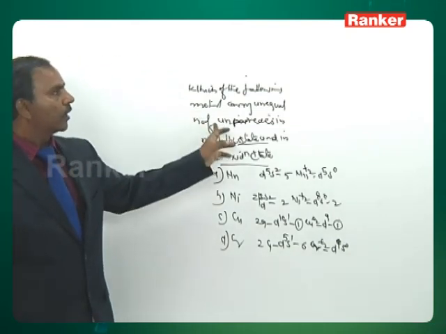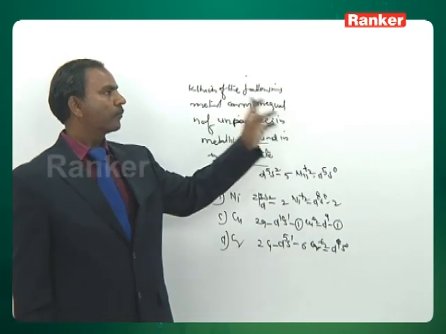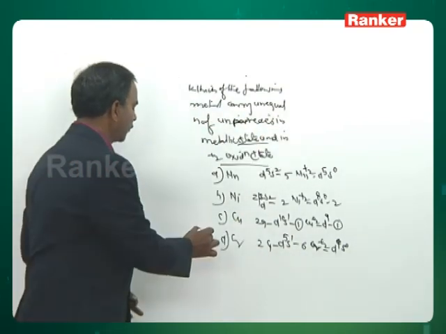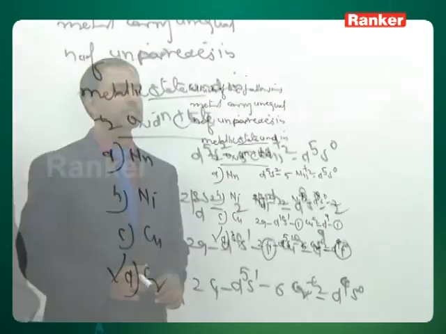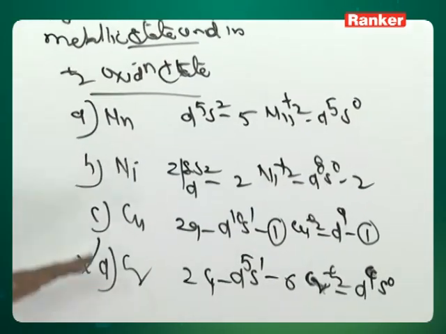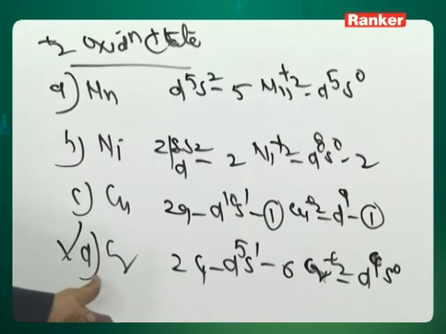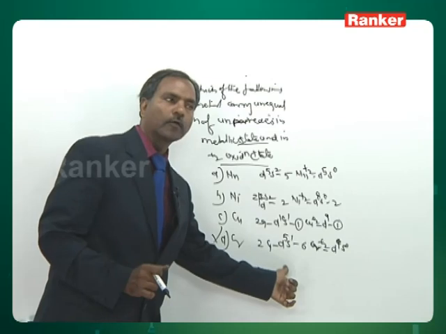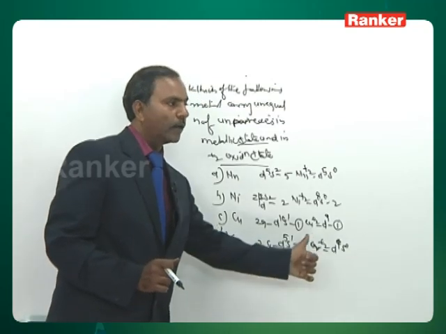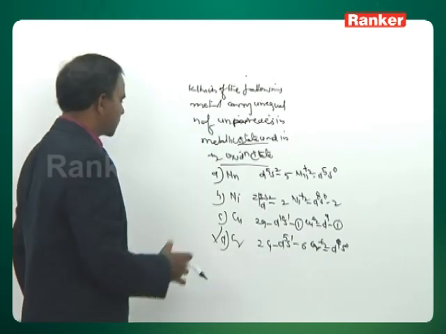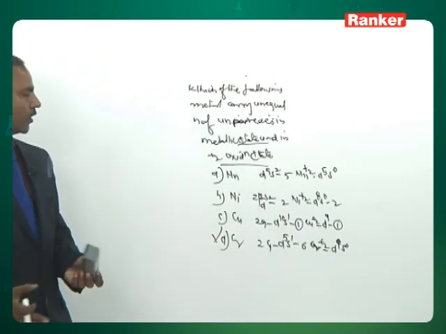The metal carrying an unequal number of unpaired electrons in the metallic state and in the +2 oxidation state is the answer, D. This question is a little typical, but we have to think and answer. Among all these, chromium carries an unequal number of unpaired electrons in the metallic state and in the +2 oxidation state.